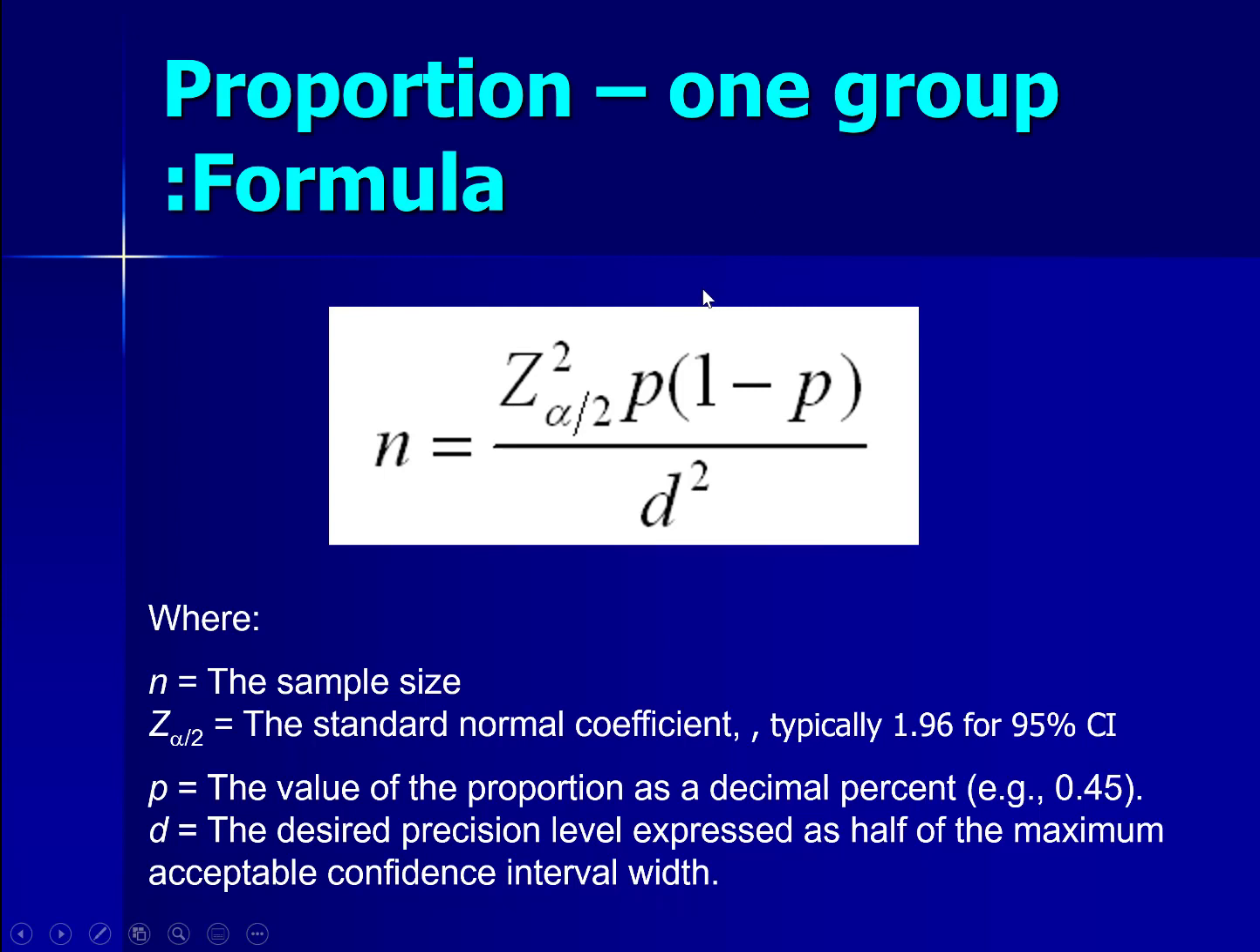Proportions of one group. Okay, there is no z beta here, so this is the parameter estimation based sample size calculation. Just see the common components of the formula: this represents the confidence interval, like 1.96 to get the 95% CI. P is the proportion, but put it in decimal form like this. Proportion of what? Proportion of the outcome, that is the categorical outcome, the proportion that would be expected in your setting.